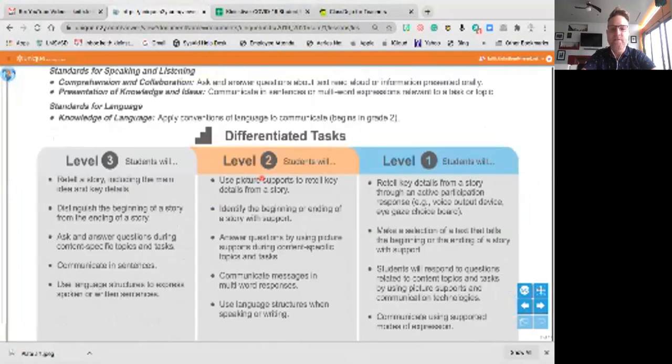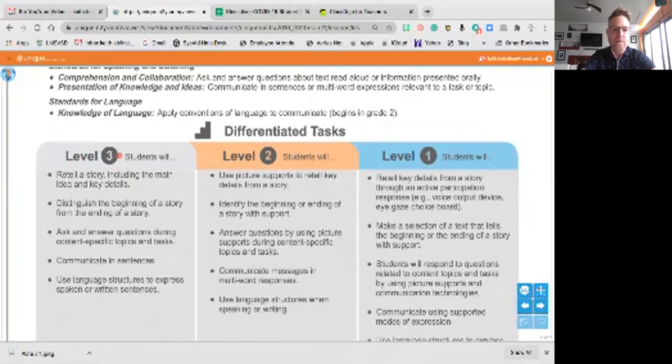Okay, so again, it's a differentiated lesson. Level 3 students will retell a story, including the main idea and key details, distinguish the beginning of the story from the end of the story, ask and answer questions during content-specific topics and tasks, communicate in sentences, and use language structure to express spoken or written sentences. Level 2 students will use picture supports to retell key details from a story, identify the beginning and or ending of the story with support.